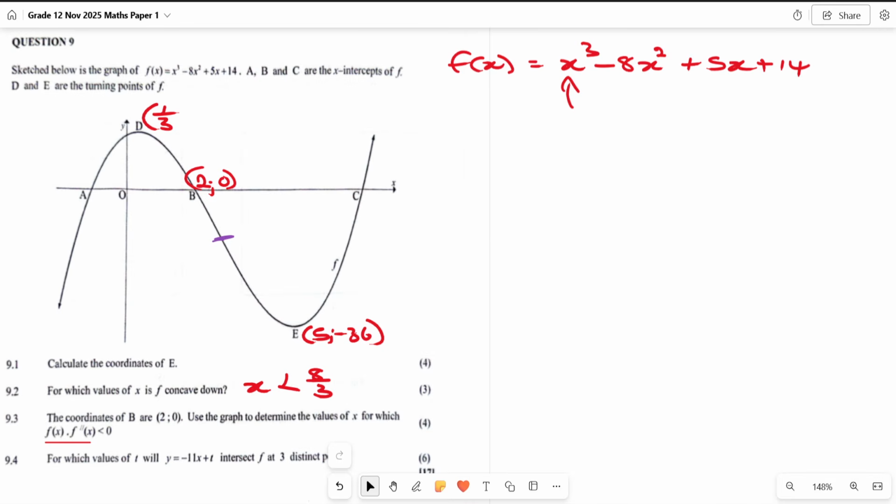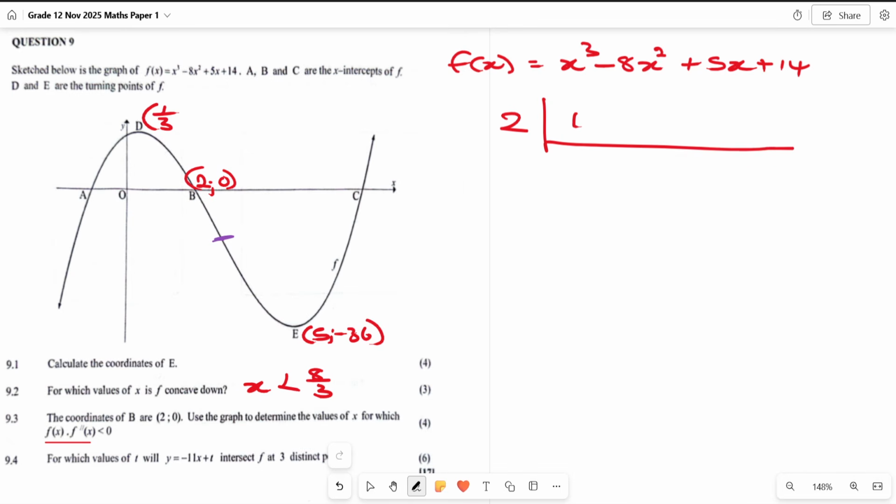I'm going to say 2 cubed minus 8 times 2 squared, plus 5 times 2, plus 14. My answer is 0, spot on. I took 2 and the answer was spot on. So 2 will be in our first brackets. This is how I do it and how I show other guys to do it as well. We're going to put 2 outside. Why? Because when you put 2 in the place of x, our answer would be 0.